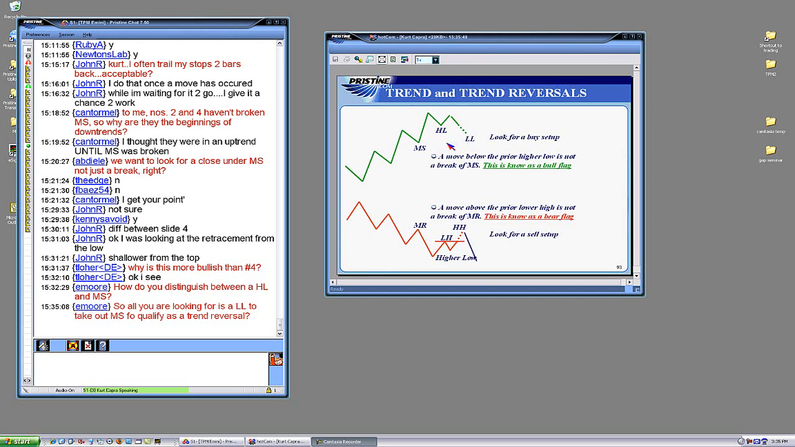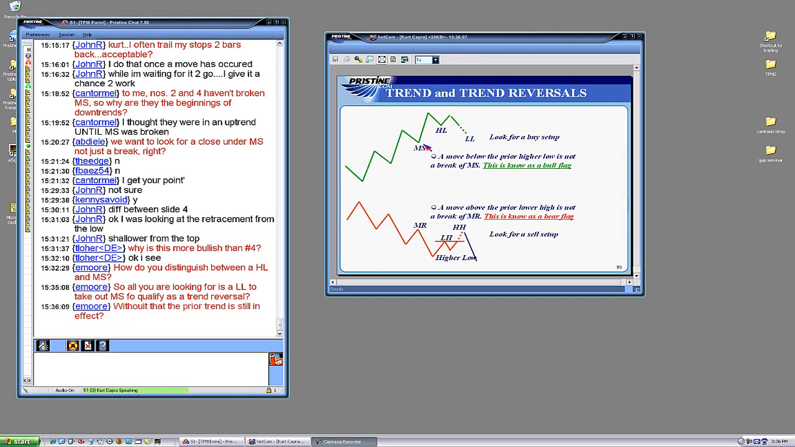All you have to know is that major support is the pivot low prior to a higher high. Right? If we just started to bounce around going sideways here, this would still be major support. It's not until major support is taken out that we have a trend reversal. Exactly. Without breaking major support, the uptrend is still intact.